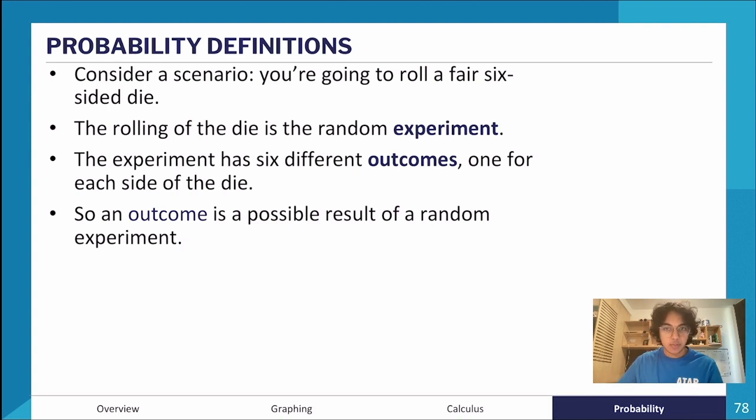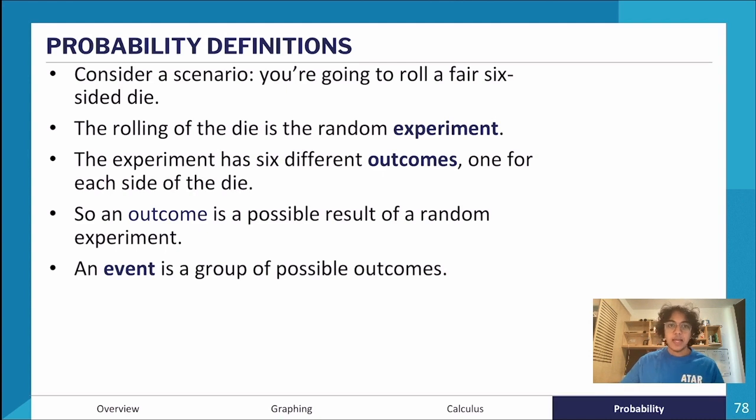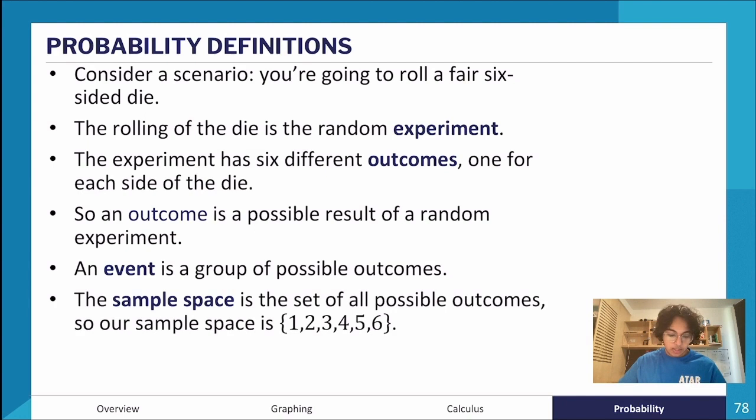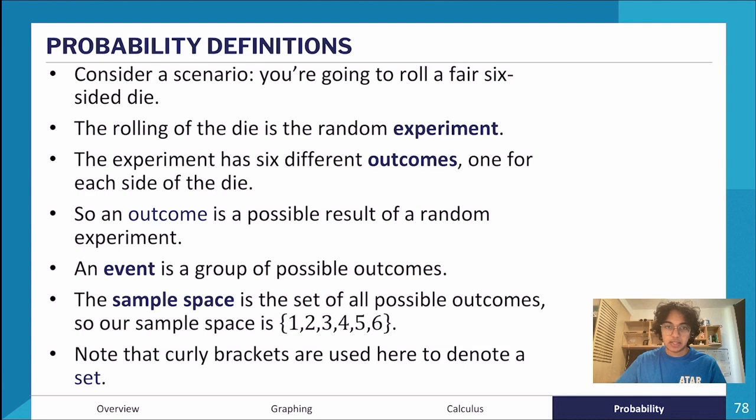So these are just some terminologies to know. An event is a group of possible outcomes, and the sample space is the set of all the possible outcomes. In this case, our sample space, like I mentioned before, is going to be 1, 2, 3, 4, 5, and 6, because those are the outcomes that can occur. The curly brackets used in this case denote a set. Very different from the other types of brackets you've been exposed to, like square brackets and round brackets. These are different. These just denote a set.